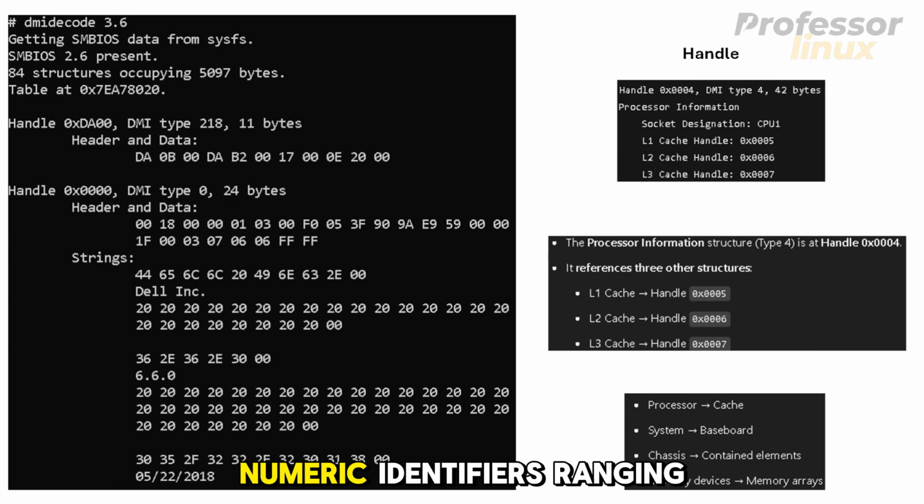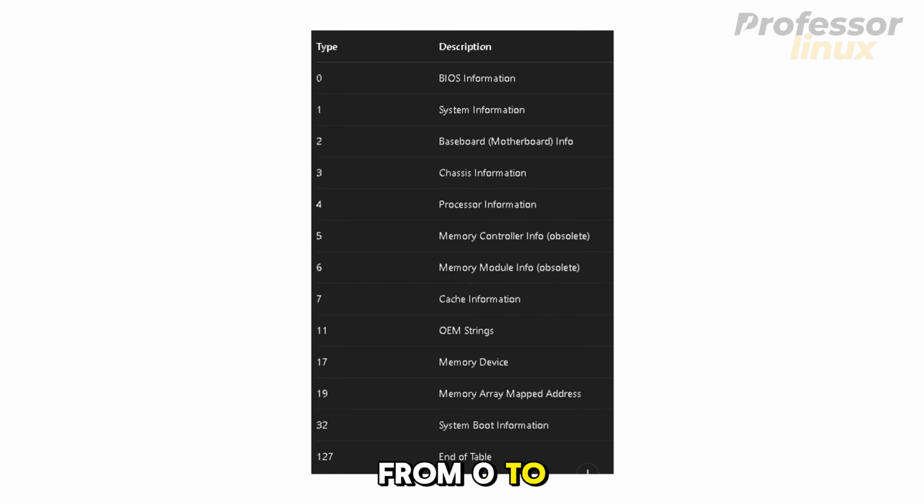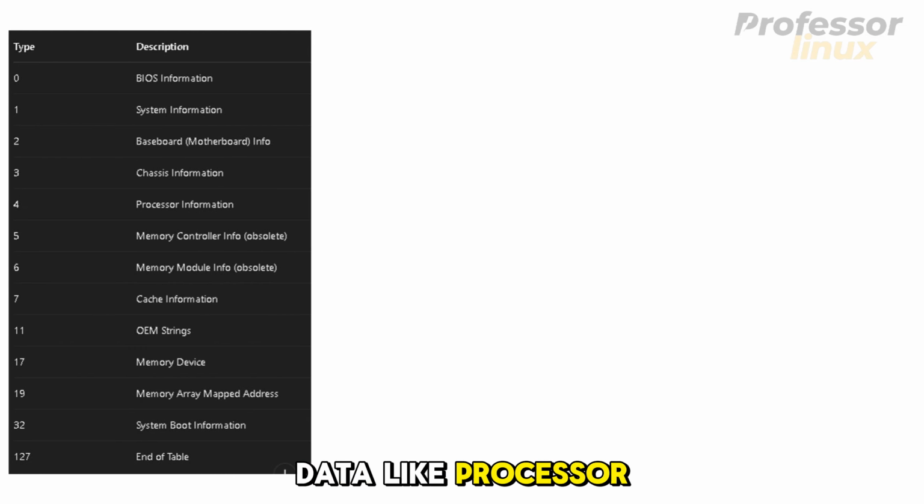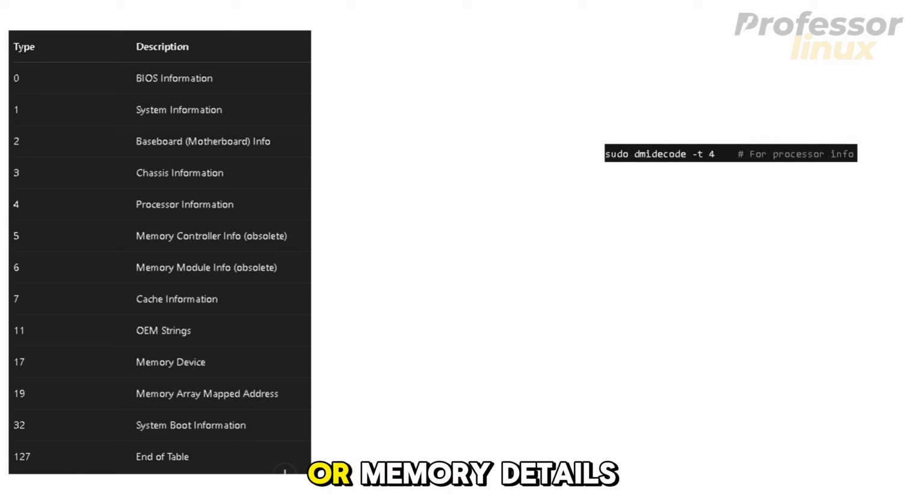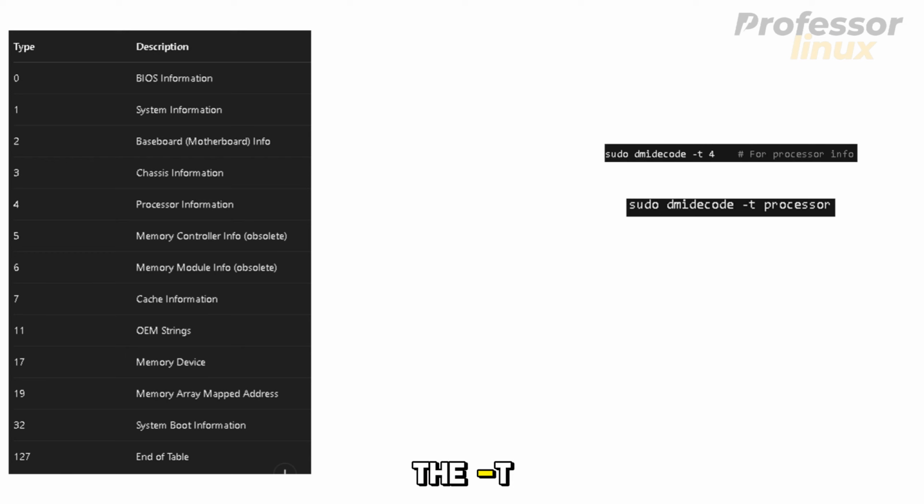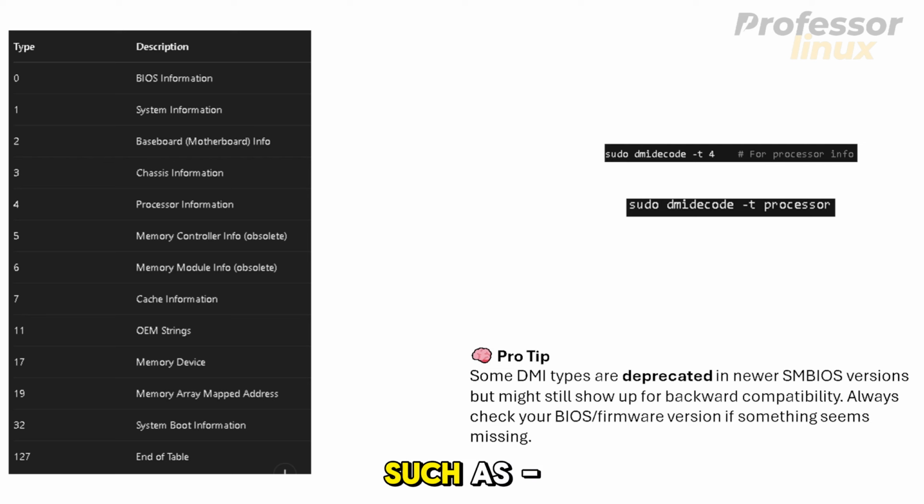DMI types are numeric identifiers, ranging from 0 to 127, used to categorize and structure hardware information in SMBIOS tables. Each type corresponds to a specific piece of system data, like processor information, type 4, or memory details, type 17. When using DMI Decode, the -t flag allows you to specify which DMI type to query, such as -t 4 for processor information or -t processor for a more readable query of the same data.